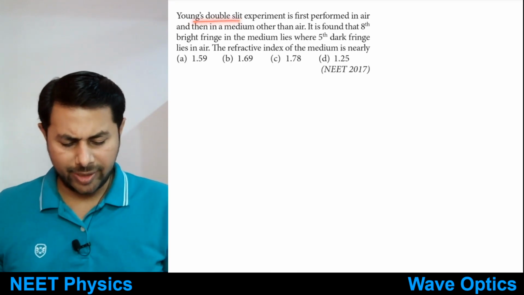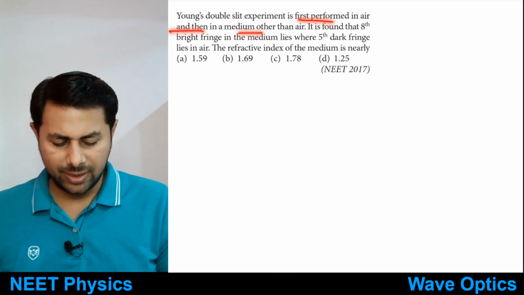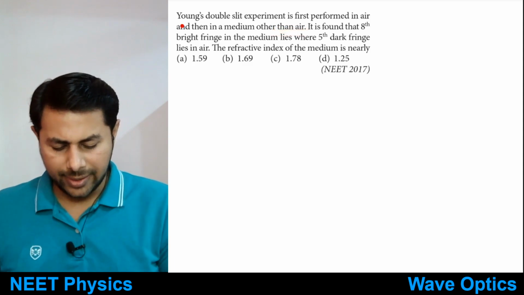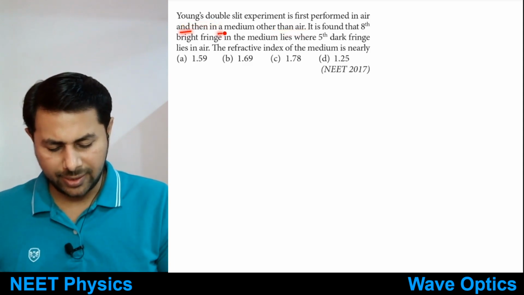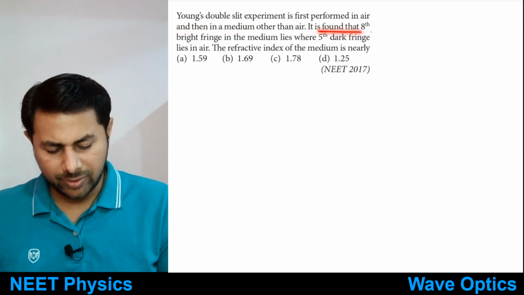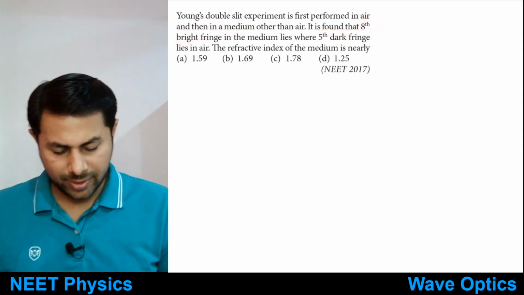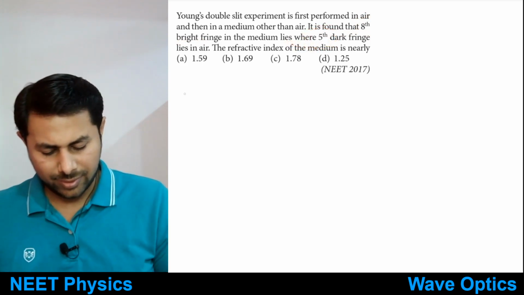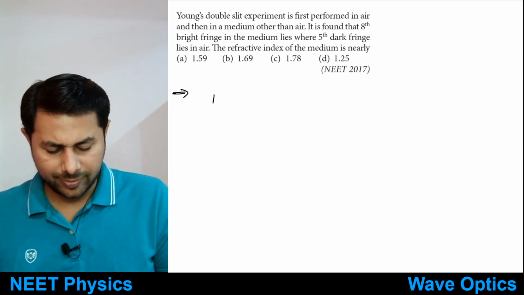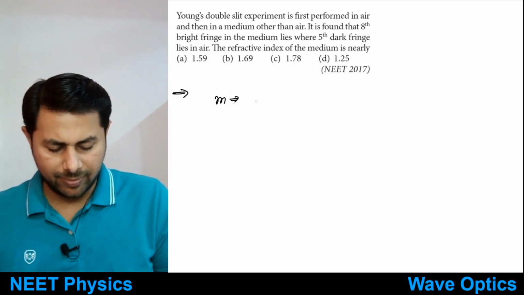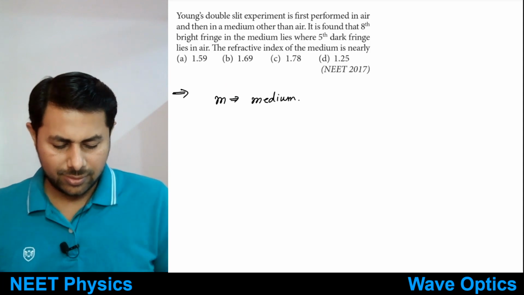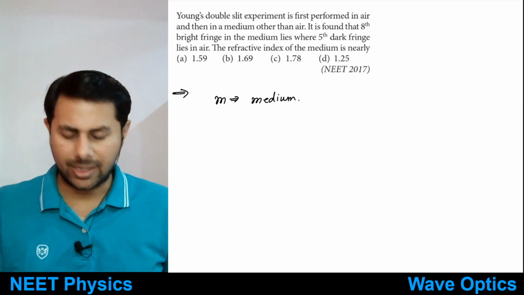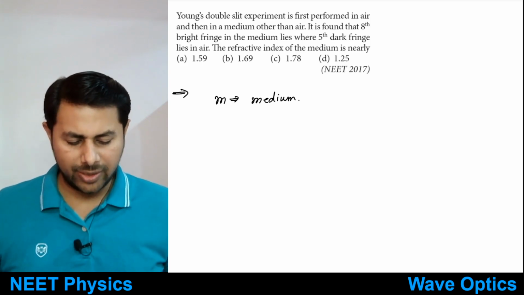Young's double slit experiment is first performed in air and then in a medium other than air. It is found that the 8th bright fringe in the medium lies where the 5th dark fringe lies in air. Okay, so let's say M for medium. So the 8th bright fringe in the medium lies where the 5th dark fringe lies in the air. The refractive index of the medium is nearly.